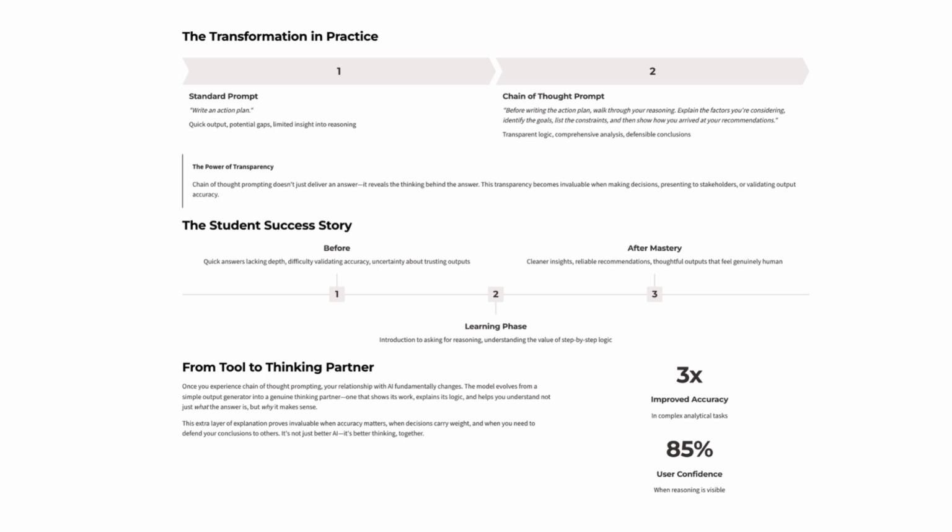For example, instead of saying, write an action plan, a chain of thought prompt might say, before writing the action plan, walk through your reasoning. Explain the factors you're considering, identify the goals, list the constraints, and then show how you arrived at your recommendations. That chain of thought provides transparency, depth, and a level of accuracy you simply can't get with a quick one-step answer.